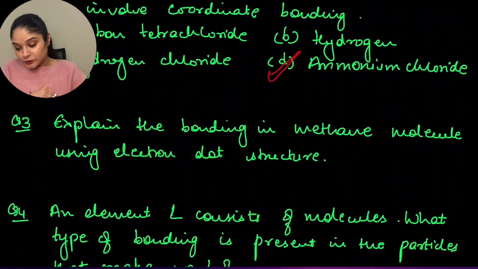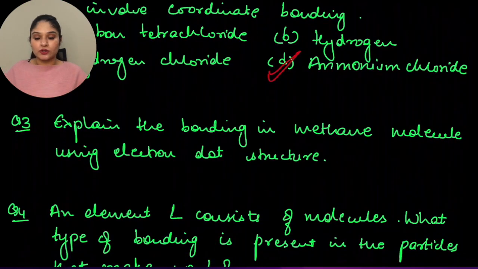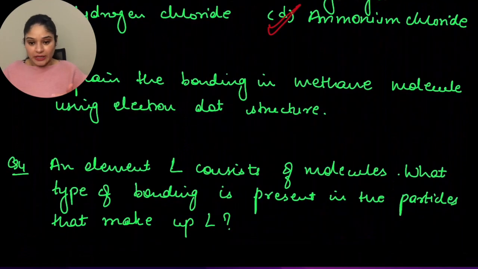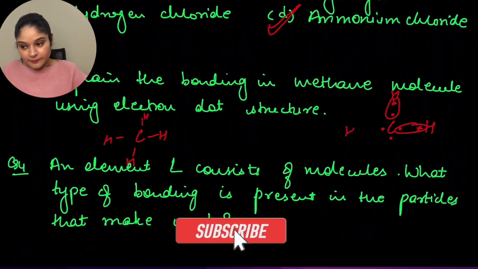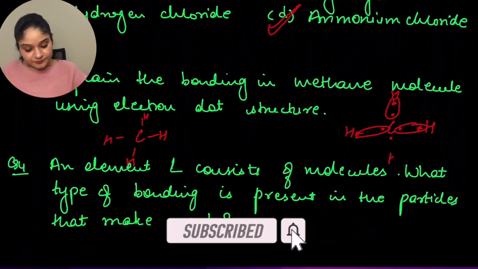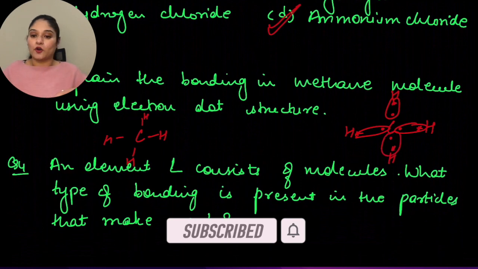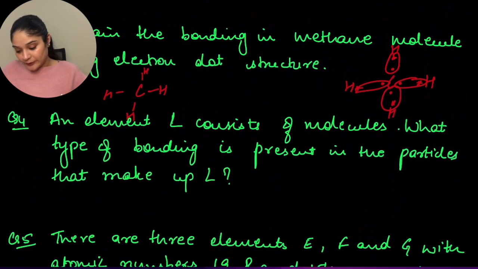Now, this says explain the bonding in methane molecule using electron dot structure. Methane molecule is very direct. That means you have one C and four H's with that. Now, this is a regular structure, but when you're supposed to draw an electron dot structure, you have to mention the electrons, either represented by dots or represented by X, and then you can make the bond like this. So, this is our electron dot structure. Now, let's move ahead to the next one.